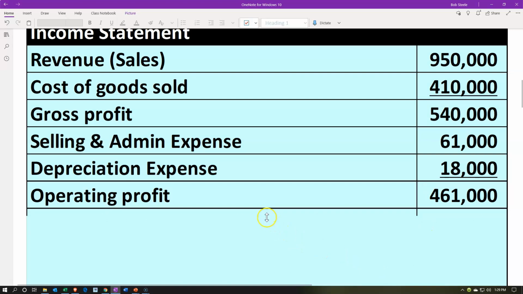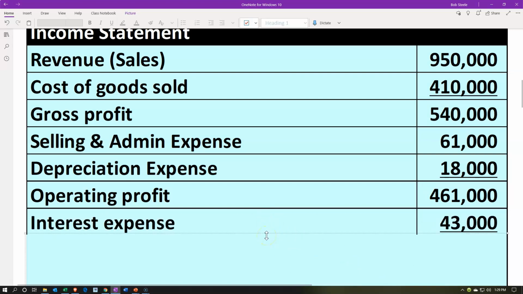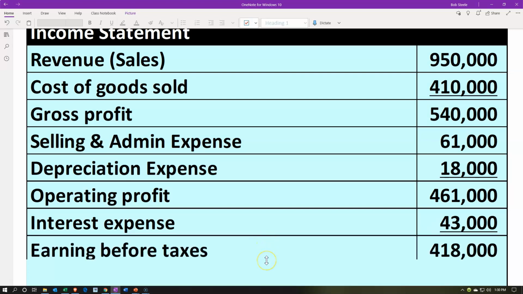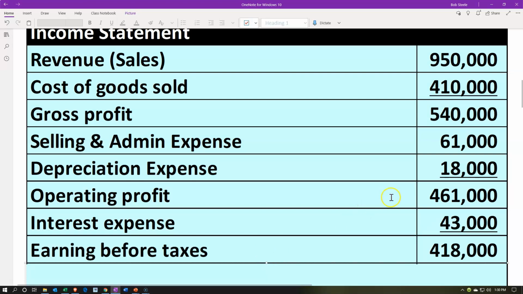Things that are outside the normal wheelhouse might include things like interest expense. This isn't what we normally do, right? We had an expense related to something because we needed financing. It's outside of the norm. So we're going to break it out outside here or on the bottom. And then we're going to get to our earnings before taxes, which is the operating profit minus the interest expense.